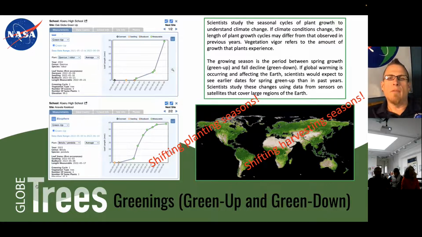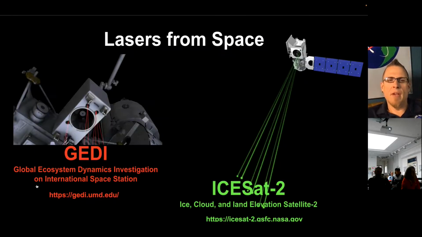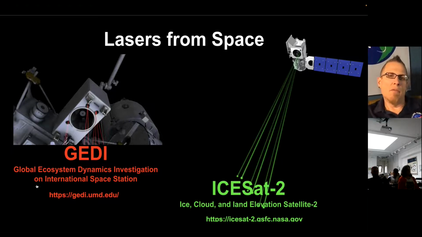But looking at these greenings and seeing how greenings are changing in your local environments, the shifting of green up and green down dates throughout the year, from year to year, it really helps scientists looking at that global picture of where things are changing at different rates than they were in the past. Let me pause here a second, and then I'm going to hop into a little bit about these satellites that we can measure these types of things from space.